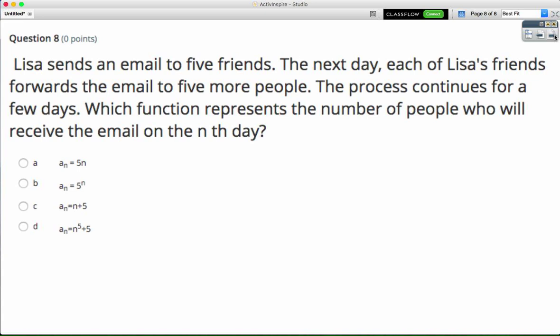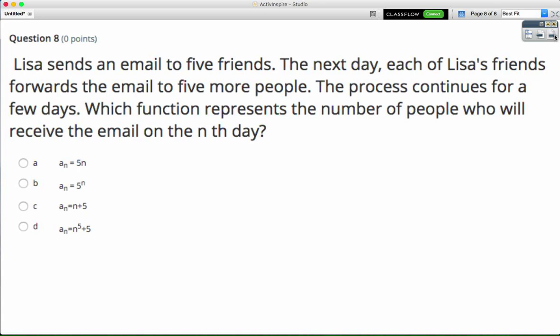All right, the very last question did not count against you. It was a challenge question. It says Lisa sends an email to 5 friends. The next day, each of Lisa's friends forwards the email to 5 more people. The process continues for a few days. Which function represents the number of people who received the email on the nth day?